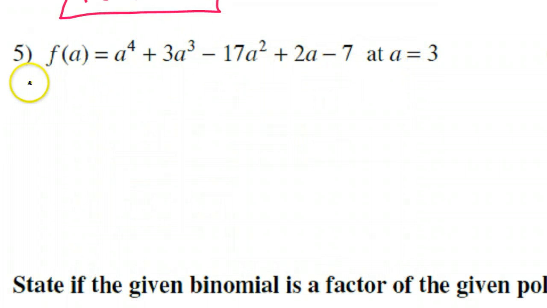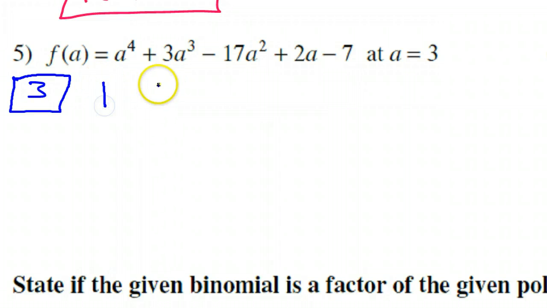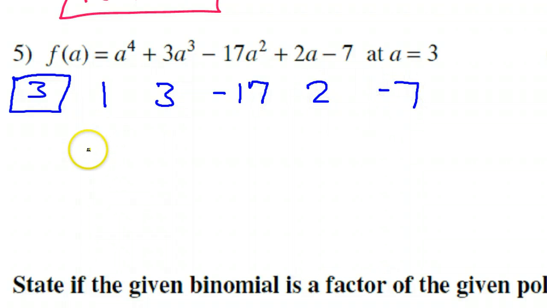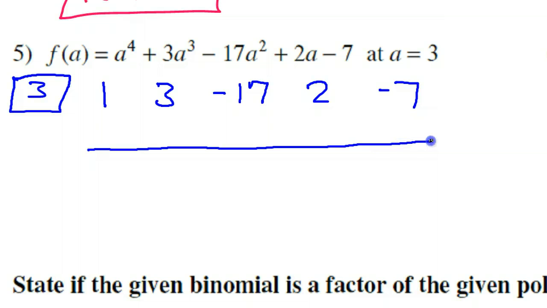Alright, this time we're supposed to evaluate at a value of 3. 4, 3, 2, 1, 0. I always like to just make sure that there are no missing terms right at the beginning, because if there are, you've got to use that 0. You know what I mean.